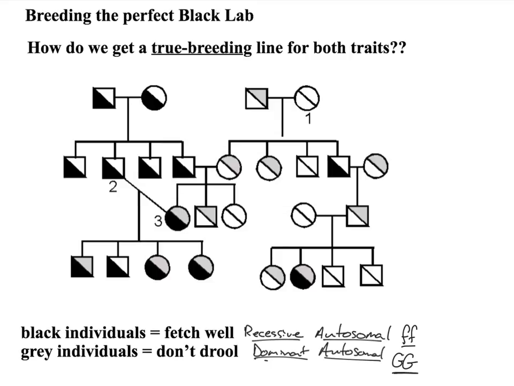We have to keep interbreeding them, keep breeding uncle with this cousin with this cousin until we get a series of puppies that only don't drool and fetch well. And in that case, we would have purebreds of homozygous recessive fetching well and homozygous dominant not drooling.